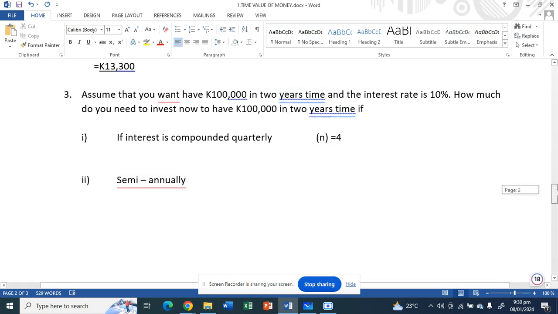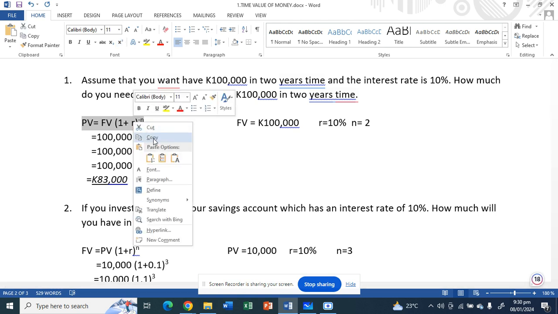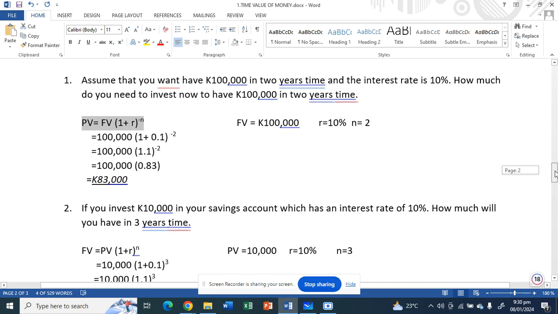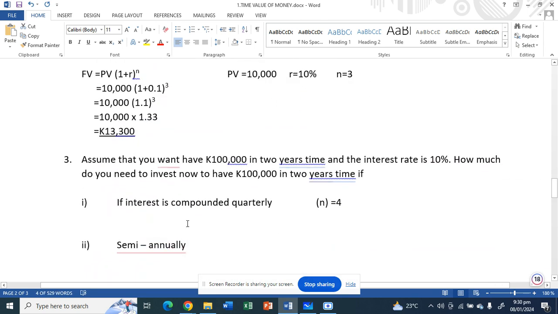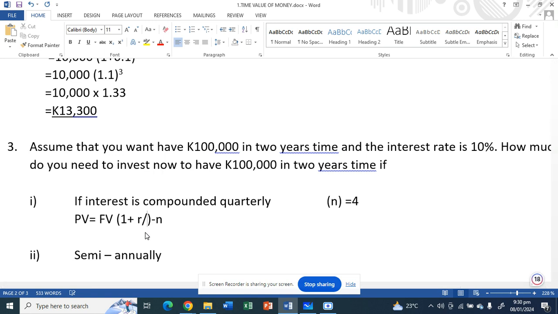So we use the same formula for the present value. Now the only thing that changes with this formula is the interest rate. You have to divide it by the number of compoundings, and the number of periods, which is the time also, you multiply it with the number of compoundings. So in our formula here, it's going to be R divided by N. N in brackets represents number of compoundings.